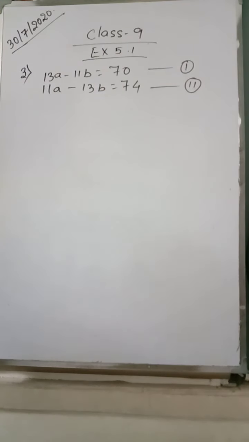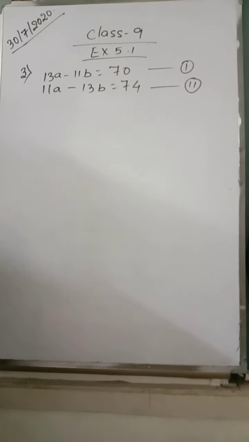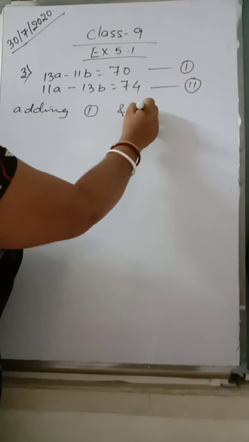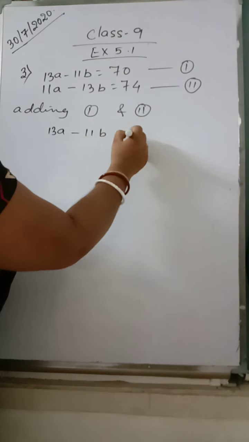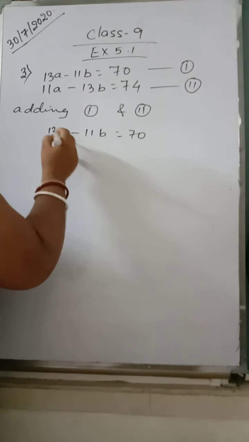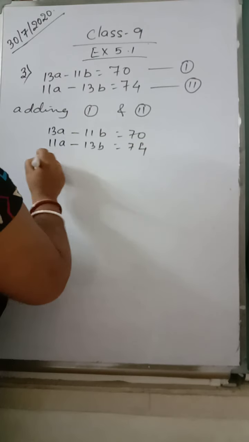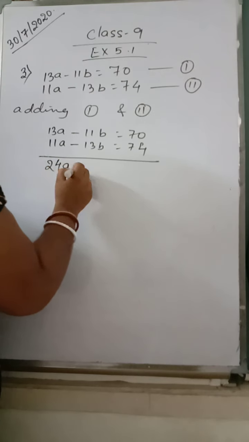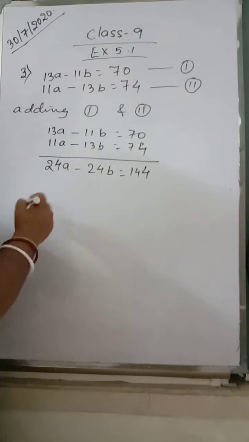When you have common numbers like this, 13a, 13b, 11b, 11a, in this case we are not going to make it equal. What we are going to do is add 1 and 2. So what do we get? 13a minus 11b is equal to 70 and 11a minus 13b is equal to 74. When we add, I am getting 24a minus 24b is equal to 144.